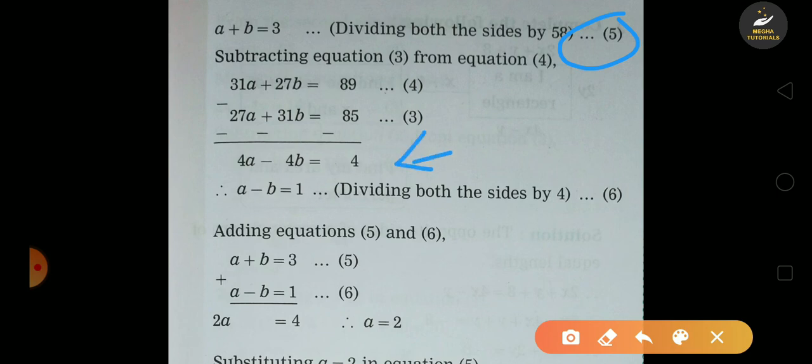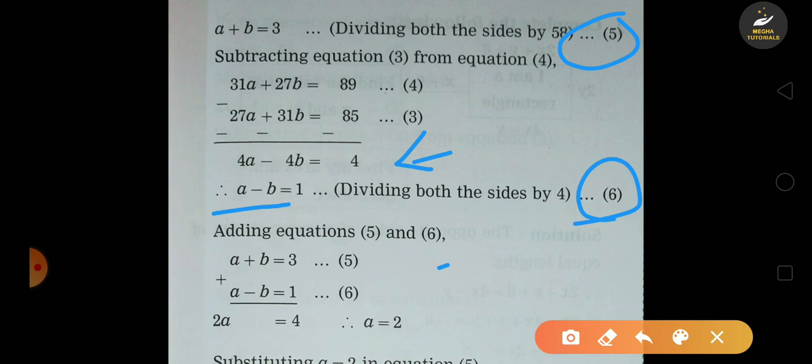Again you have to take 4 common, so you will get 4 in bracket a minus b. So that a minus b is equal to 4 upon 4. So after solving you will get a minus b is equal to 1, that is equation 6. Now we will solve equation 5 and 6 to find the value of a and b.